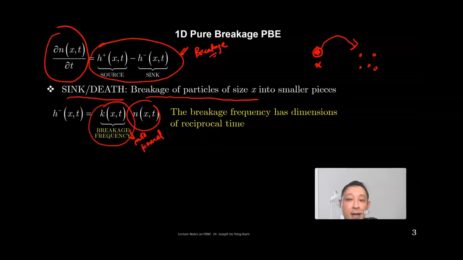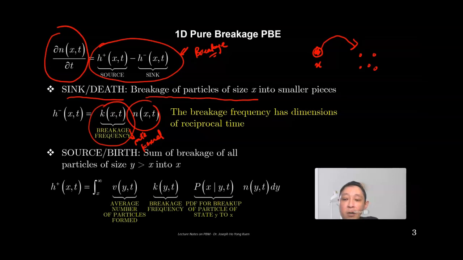So this is the death term, which is straightforward. It's just minus a rate multiplied by the number density function. Now let's look at the birth term, or the source term. If you consider this particular example again, when you have a particle of a size of x, how do you generate this particle from the breakage of a larger particle? Which means that if you have a larger particle here, this particle can break into size of x.